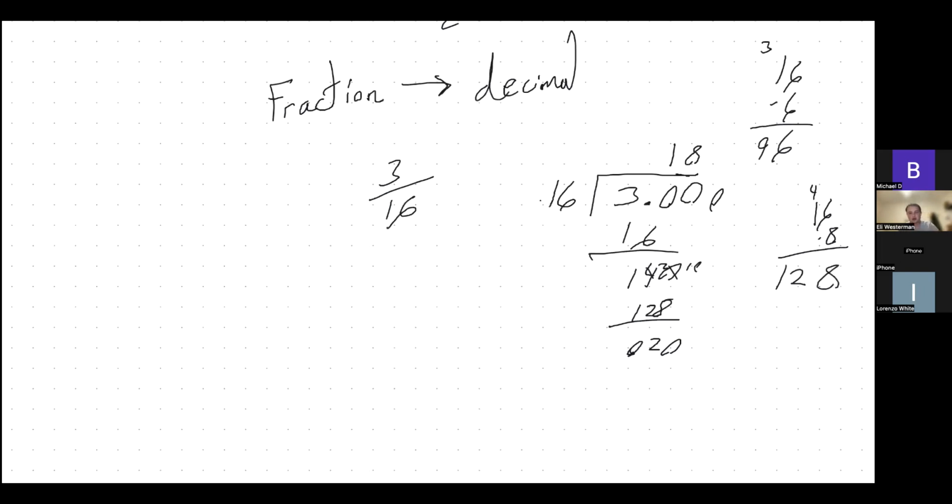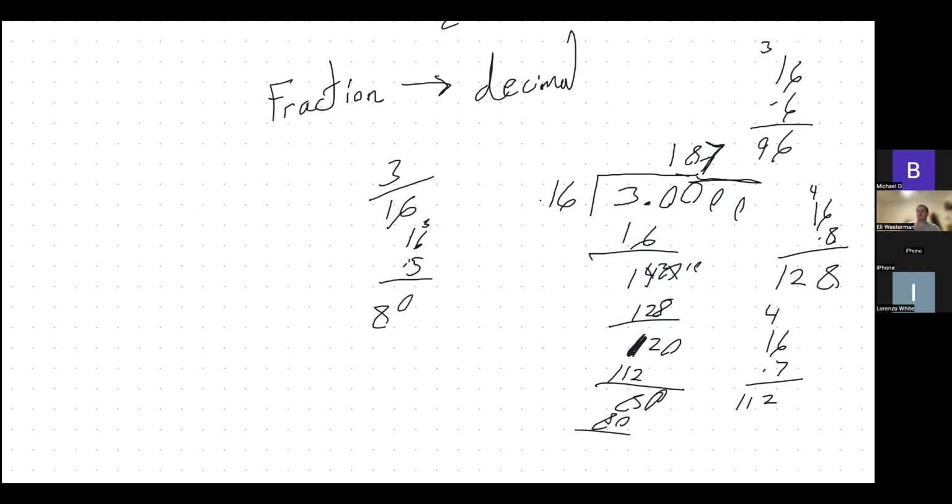Sorry, that should be a 12. So we bring a 0 down. Now, how many times does 16 go into 120? 16 times 7 is 42, 7 times 1 is 7 plus 4 is 112. So I'm going to put a 7 up here. We're coming to the end of this one. I know this one's been going on for a while. That's 8. We bring a 0 down. 16 times 5 is 80. So the answer is 0.1875.